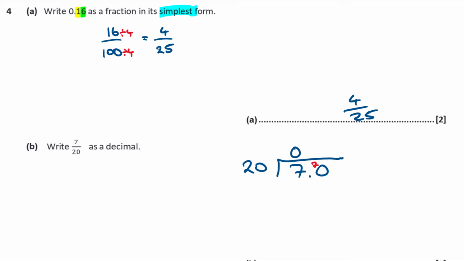So how many times does 20 go into 70? It goes in 3 times, isn't it? 3 20s are 60. So it goes in 3 times, and the remainder is 10. So let me add another 0 here and carry that 10 over. Okay, and then 20 into 100, that goes 5 times exactly. So I get 0.35 as my answer. 0.35.